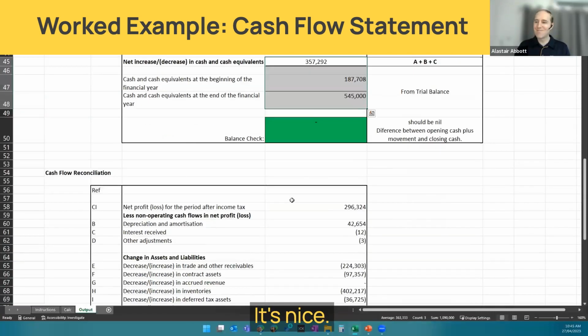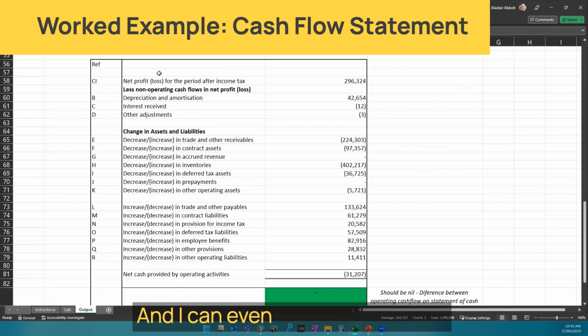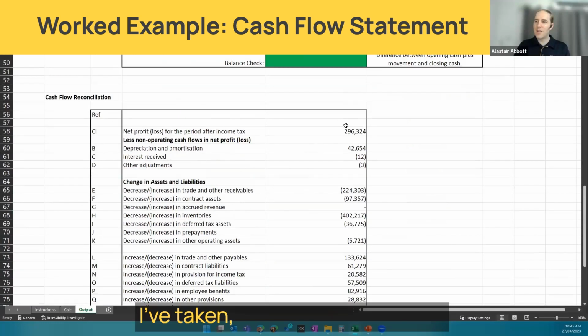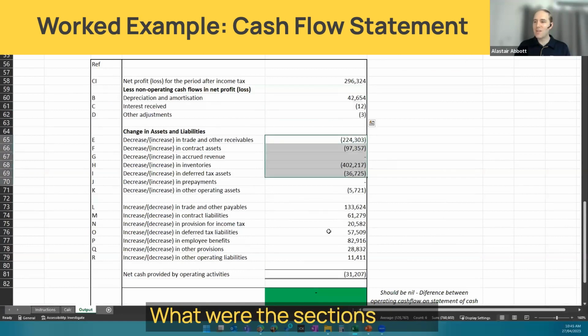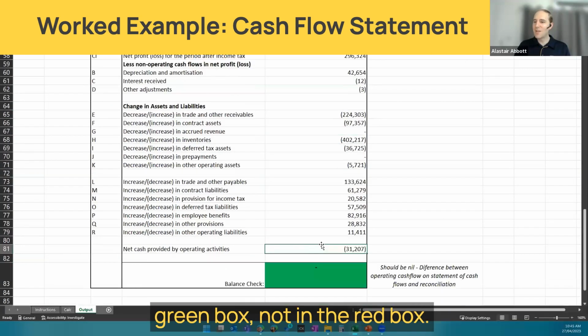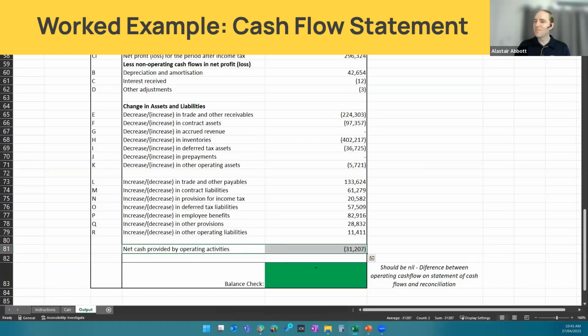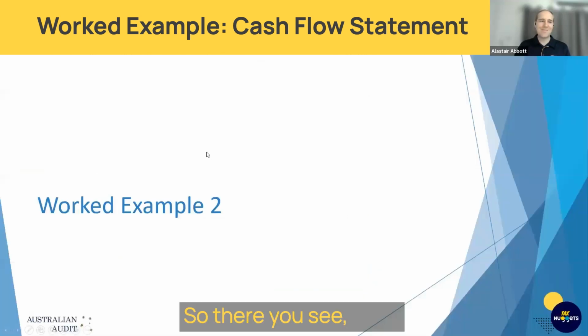It's nice. Yay. And I can even add in the formula to do the reconciliation for me. I've taken what was my income, what were the sections in the red box, not in the green box, what were the sections in the green box, not in the red box, and get back to what was my operating figure. So there you go, see? Easy, right?